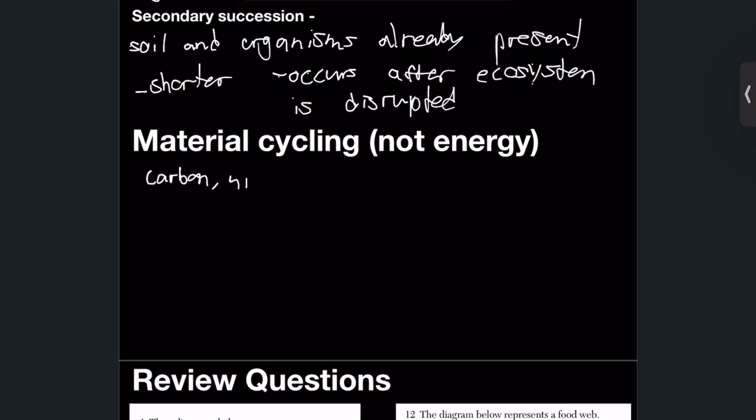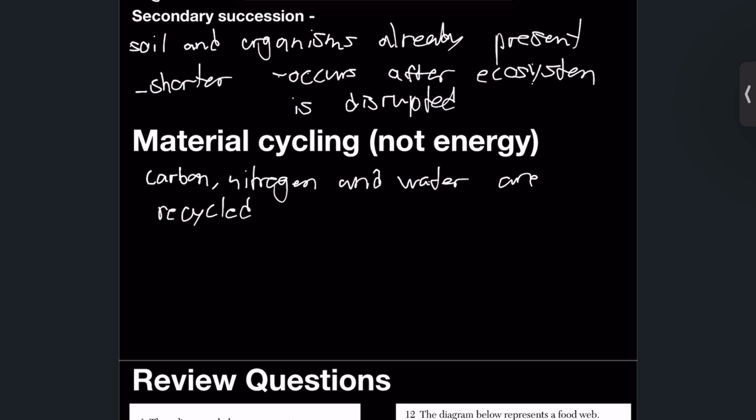A good example of this is with carbon dioxide and oxygen, where all living things need to do cell respiration, which takes in oxygen and releases carbon dioxide, and then that carbon dioxide is taken in through photosynthesis, and then the plants produce oxygen. So that's an example of cycling that can occur.